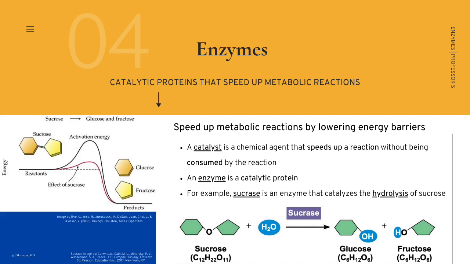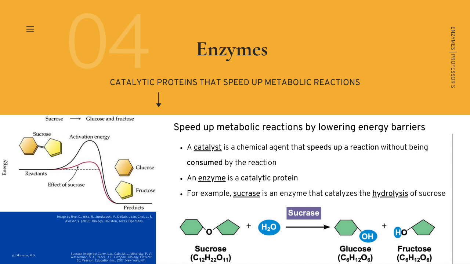Taking this one step further, how do enzymes speed up metabolic reactions? The answer is by lowering the energy barriers for the reaction. Here is a reaction coordinate for this reaction. If you need a refresher on exergonic reactions, see part 1 of this lecture.